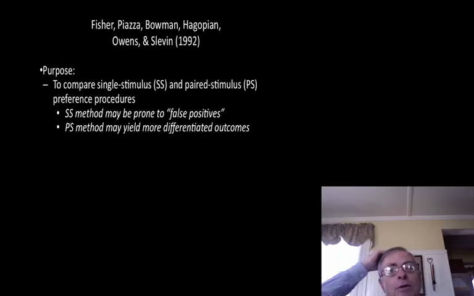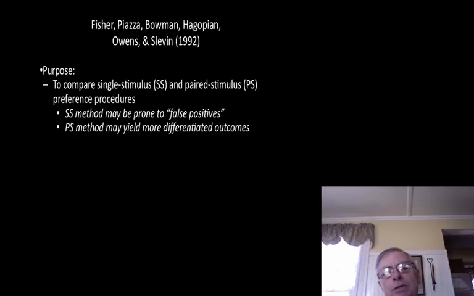Fisher, Piazza, Bauman, Hagopian, Owens, and Selvin, 1992. They wanted to compare single stimulus preference assessment and paired stimulus. Single stimulus method may be prone to false positives, which we know is one of the potential disadvantages, but we also know that the paired stimulus method may yield more differentiated outcomes. So if you're only showing them one thing at a time, they may play with things that they really don't eventually work for as a reinforcer.